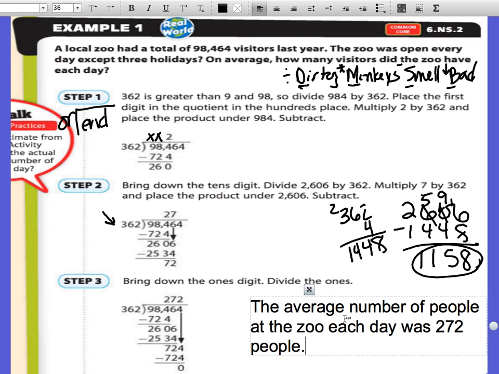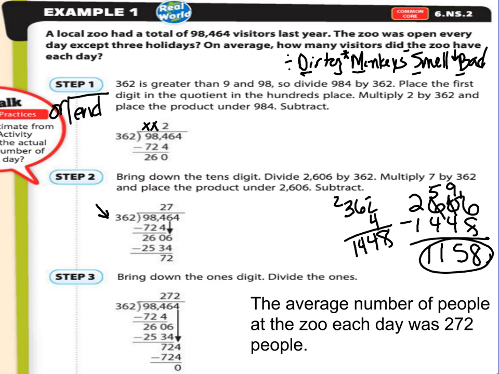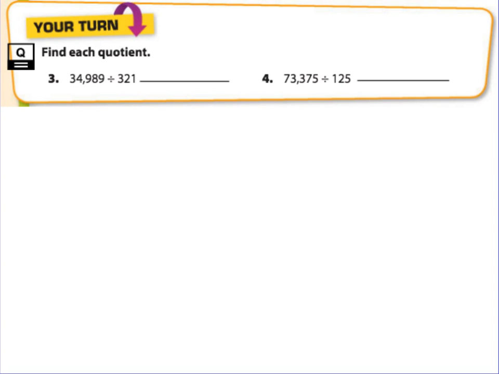272 people. Again, your answer has to be in the form of a sentence because when you're doing word problems, you have to show that you understand what you were finding and how you found it. You can't just say 272 because that does not tell me that you understand the context of the problem. That tells me you can do the math, but it doesn't tell me if you can apply. All right, so what I would like you to do is please try these 2 problems on your own. When you come back, we will check your answers.